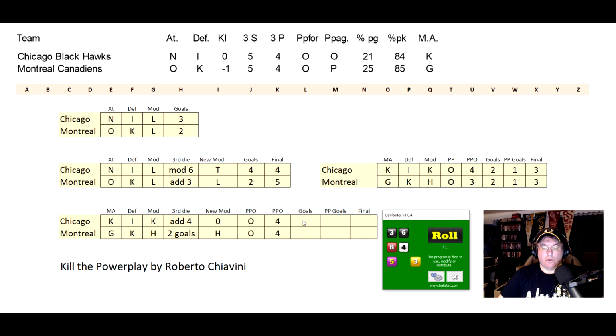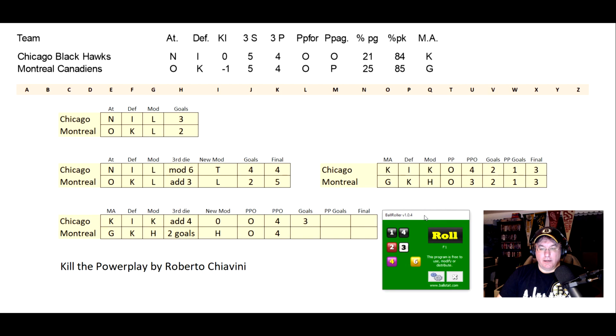Let's start with the goals. I like to do that first. So on column O, we're going to roll for Chicago's even strength goals. A 14. So 5. Sorry, I'm getting tired. It's late. A 5 in column O is 3. So Chicago scores 3 goals, even strength.